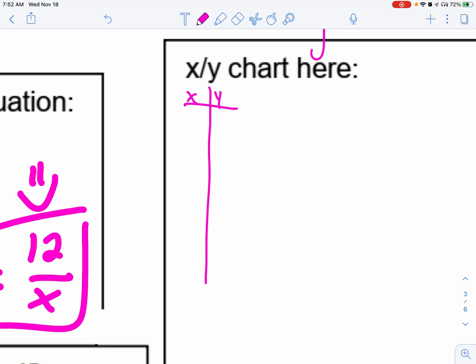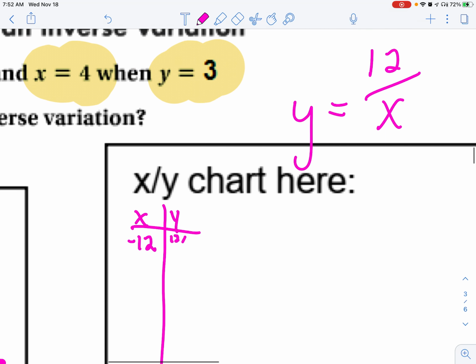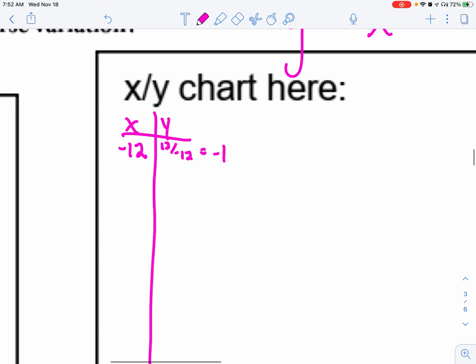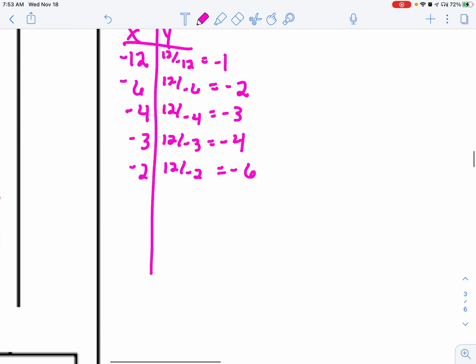Okay. Let's do 12 divided by negative 12. So in my equation, this is 12 divided by what I plugged in, and I get negative 1. So negative 12 and negative 1 is a point. I'm going to try negative 6 because I know that goes into 12. 12 divided by negative 6 is negative 2. What about negative 4? 12 divided by negative 4 gives you negative 3. I guess I could do negative 3, which gives you negative 4, and then negative 2. 12 divided by negative 2 is negative 6. And what else goes into 12?